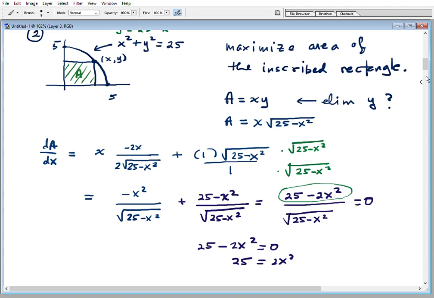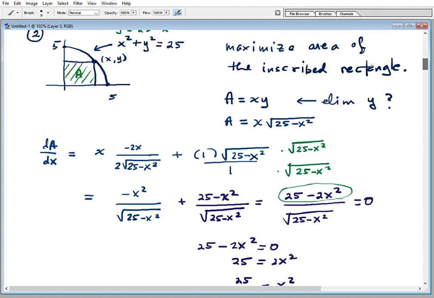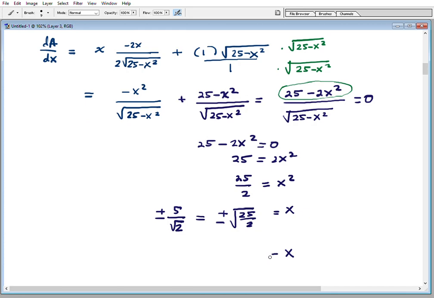Okay, 2x squared equals 25. 25 over 2 equals x squared, and now plus or minus square root. So we have 5 over square root 2. Now look where x is. x is in the first quadrant, you see, (x, y). So it's the positive one. So that's where x is, 5 over square root 2.